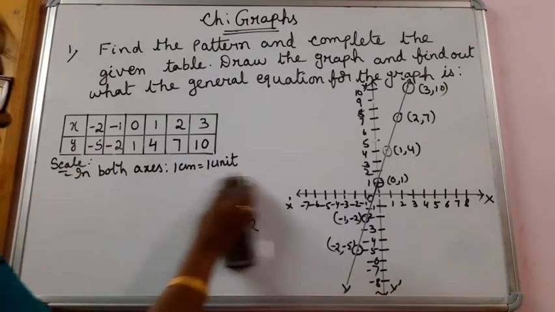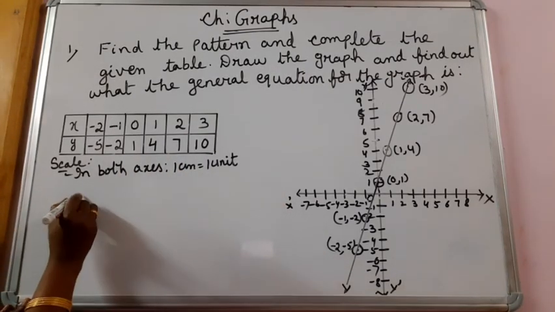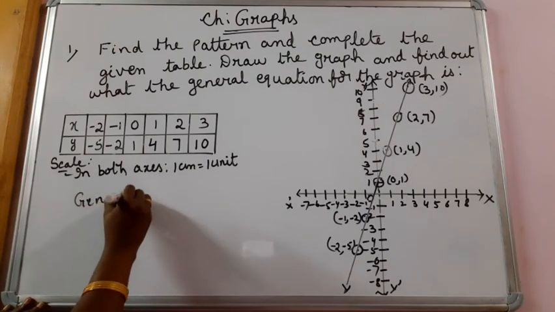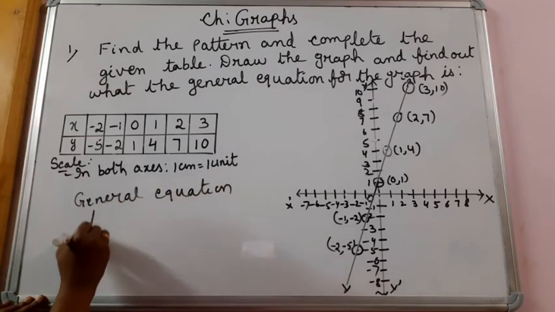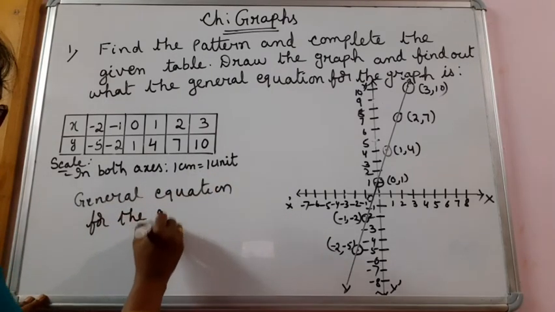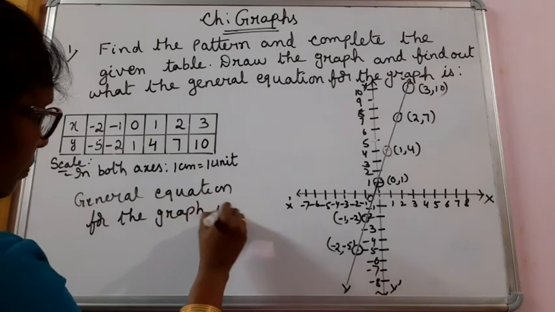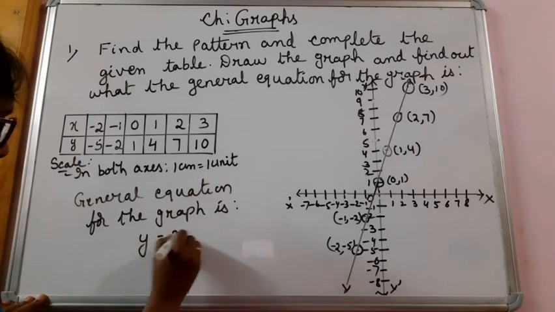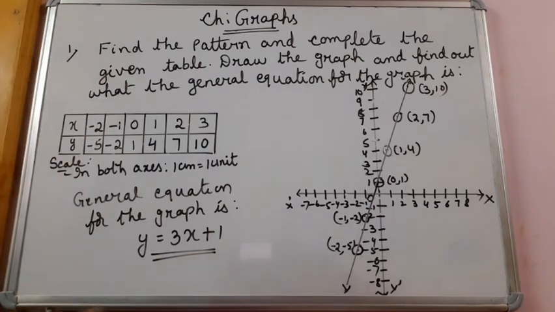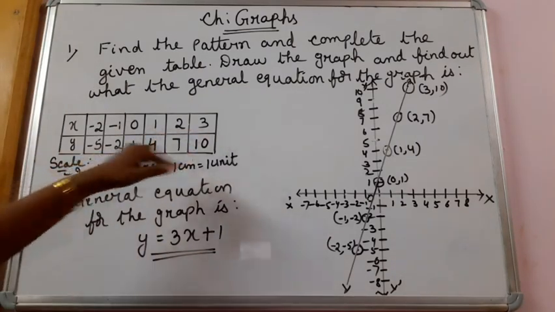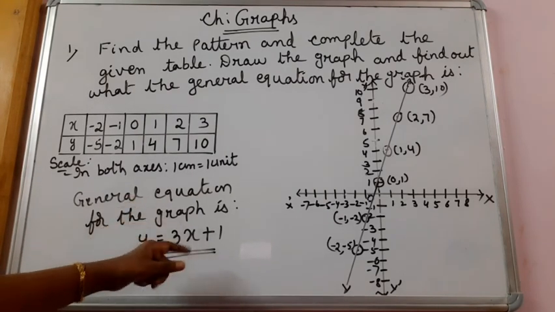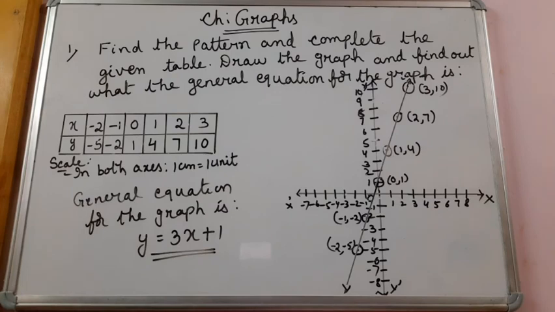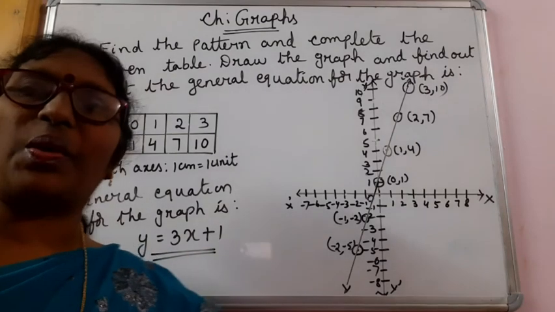Yes. So the general equation for the graph is found by a trial and error method like this. The general equation for the graph is y is equal to 3x plus 1. All these points satisfy this equation. That's why the general equation for the graph is y is equal to 3x plus 1. I hope this is clear to you. Okay? Thank you.